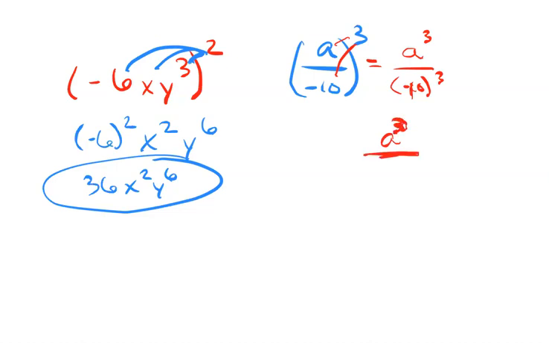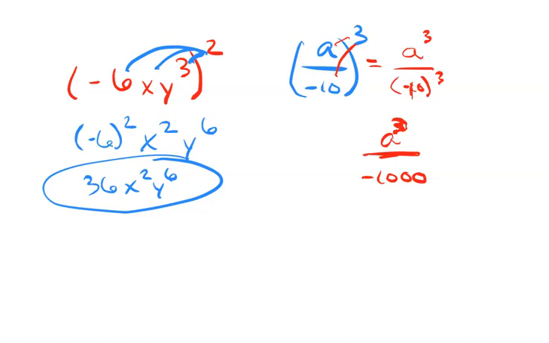And then the negative 10 to the third, I actually have to solve that out. You can either use a calculator on that, or let me show you a little shortcut. If 10 is your base, the exponent tells you how many zeros it's going to be. So 10 to the third is going to be 1,000 because there's 3 zeros.